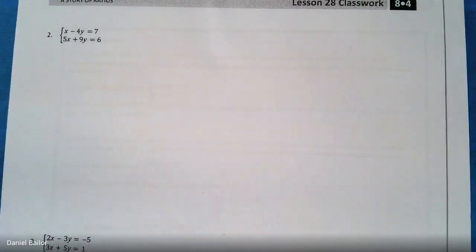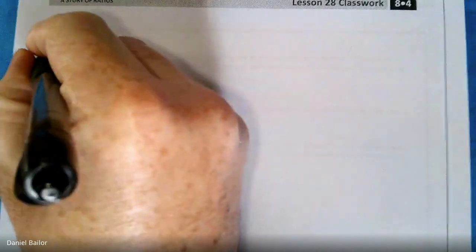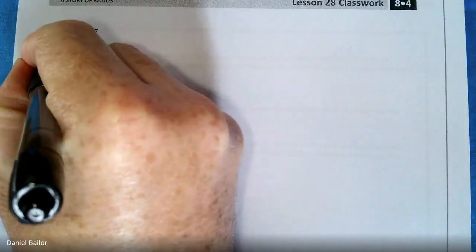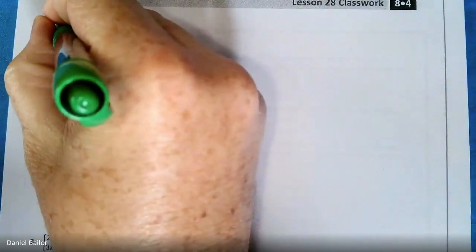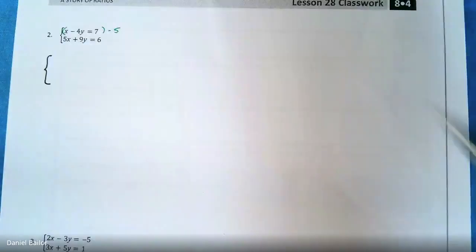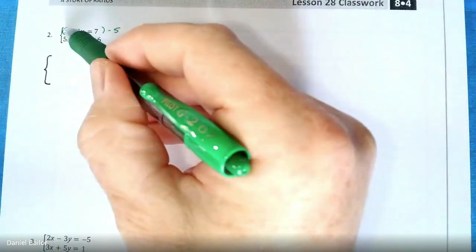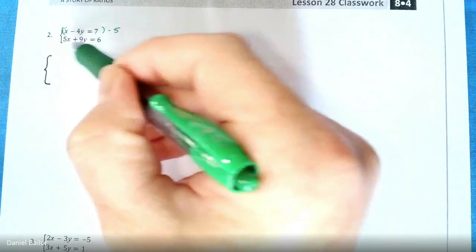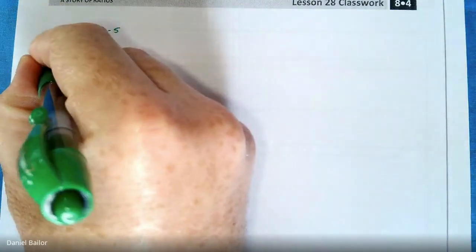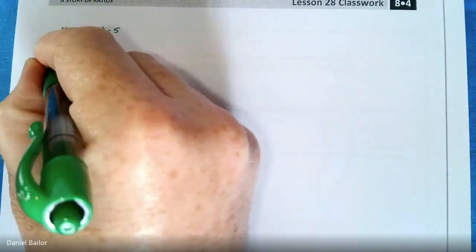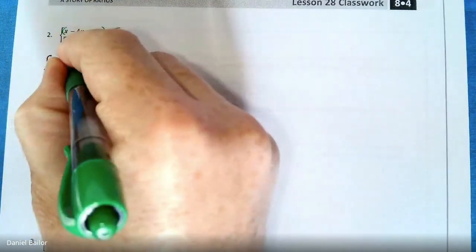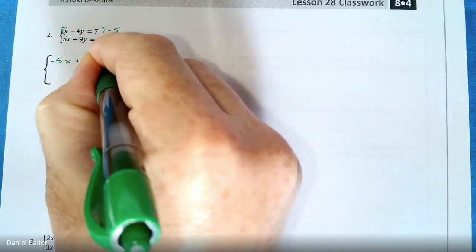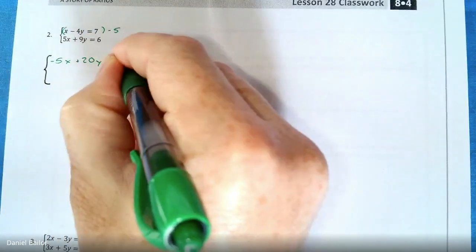So I'm going to change one of these equations, and what I'm going to do is take the first one, and I'm going to multiply everything by -5. That way, 1x turns into -5x, and it makes something to eliminate. So 1x times -5 is -5x. -4y times -5 is plus 20y. And 7 times -5 is -35.